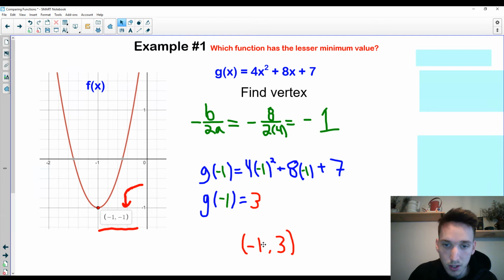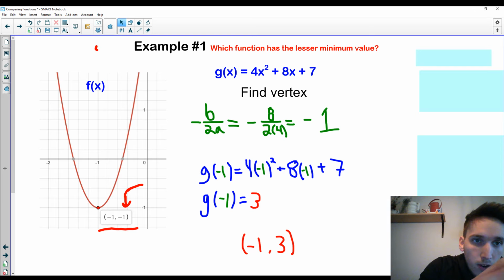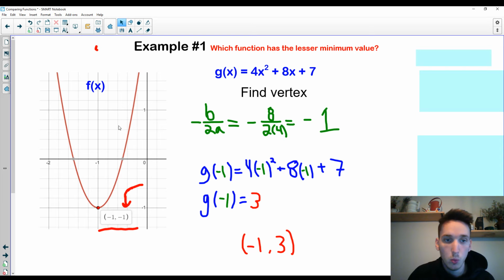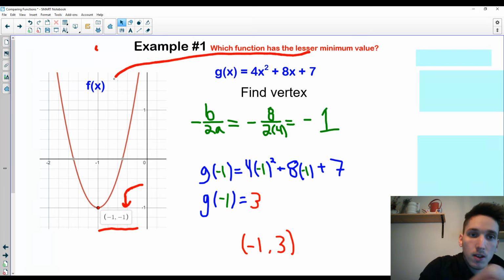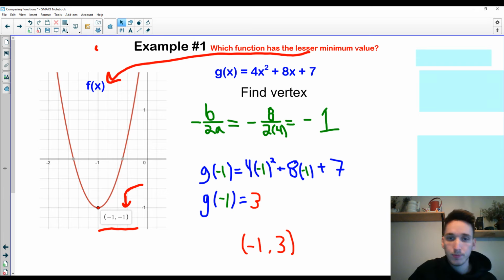Well, this one, the lowest value is at 3, the y value of 3. This one, the lowest value is at -1, right? What we could do is graph this vertex on this graph to compare it side by side, right? -1, 3 would be, well, if 1's right here, it would be somewhere up here, right? So obviously, which one has the lowest minimum value? Well, we'll answer the question. It's going to be f of x.